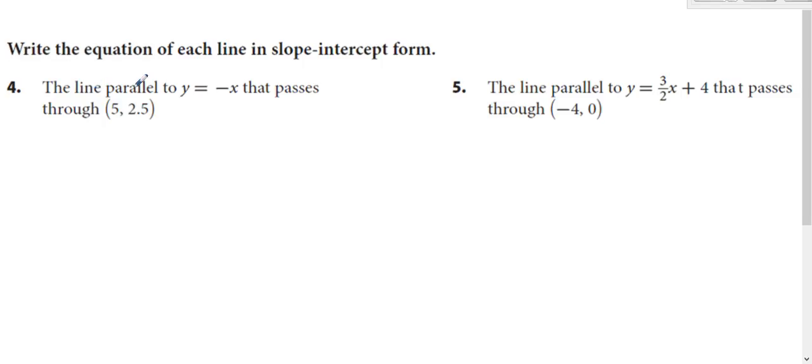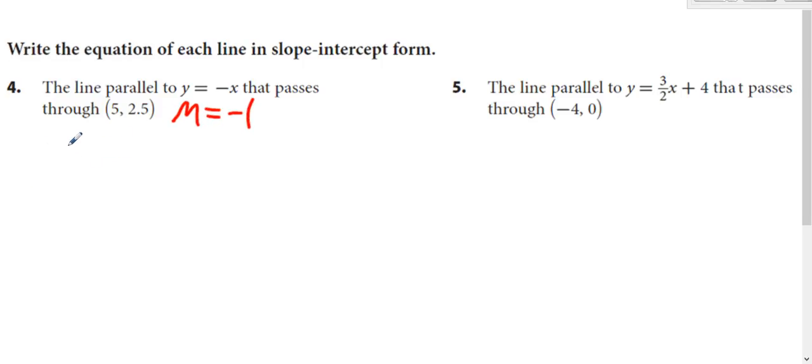So we're going to write the equation of the line that's parallel to y equals negative x, and it has to pass through the given point. If it's parallel, we need the same slope. The slope in the line that we are given is the number in front of x, which is negative 1. And it's the same slope, so we're going to keep that negative 1. And we're going to go through the point 5, 2.5.